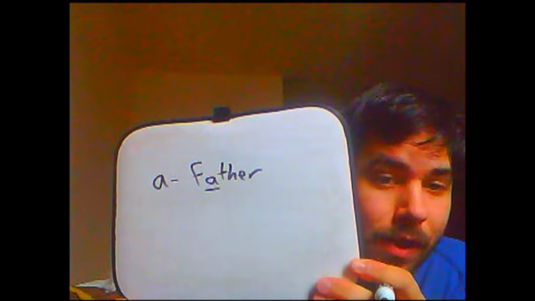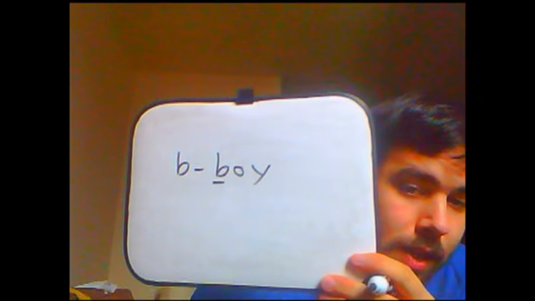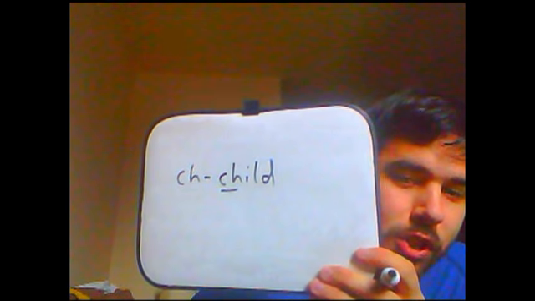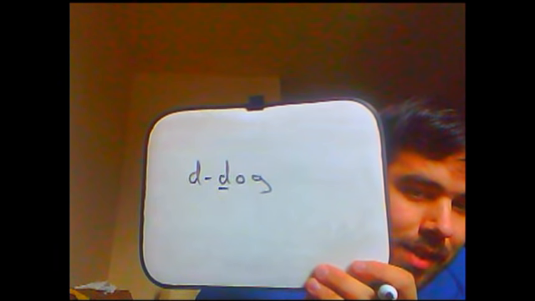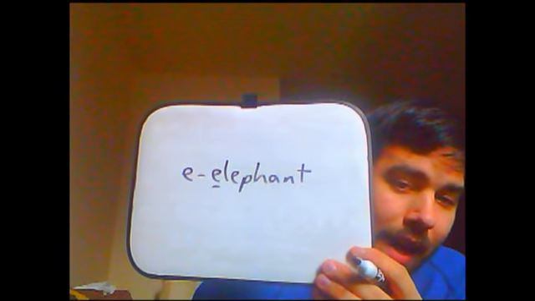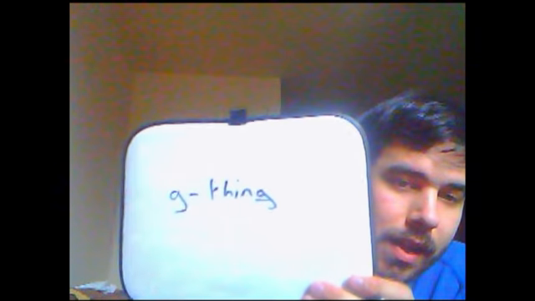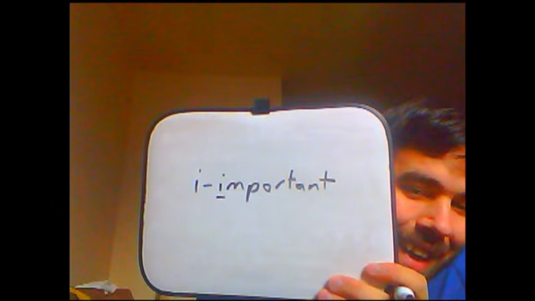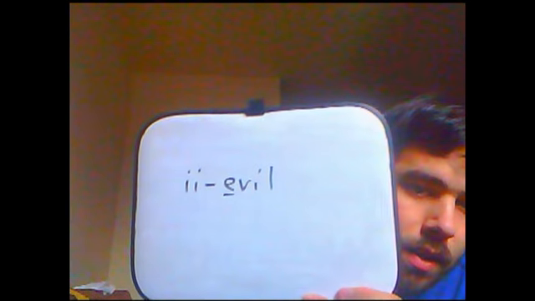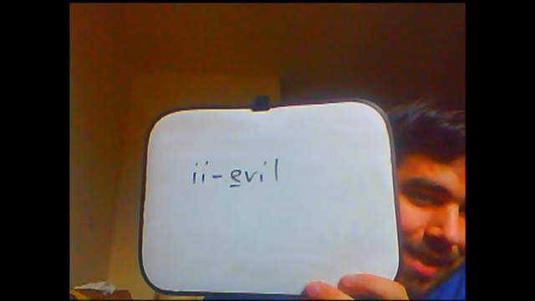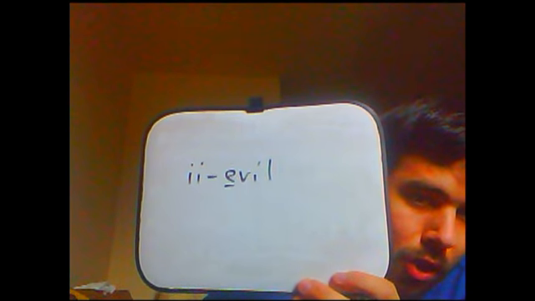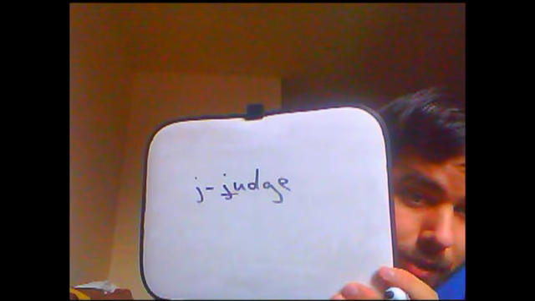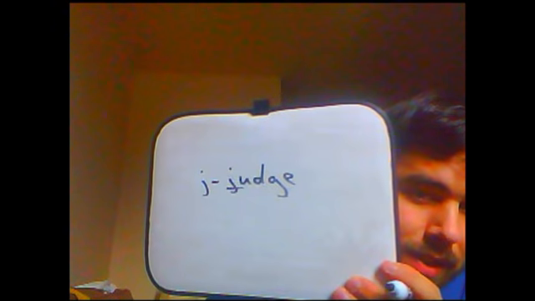A, as in father. B, as in boy. Now we have ch as in child. D, as in dog. E, as in elephant. G, being kind of pronounced as the G at the end of thing. H, as in hello. I, as in important. Double I, often pronounced E as in evil, although sometimes it is just a long I, and I will explain that later. J, as in judge. K, as in kill.